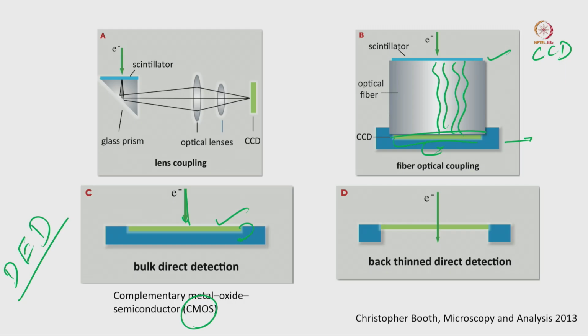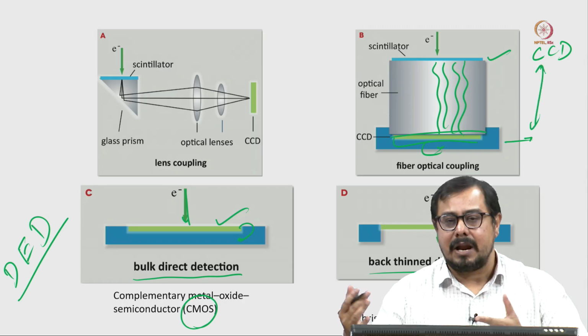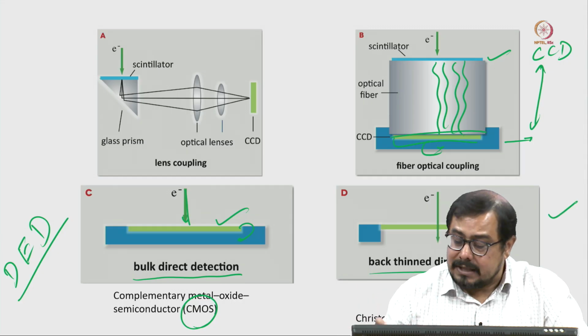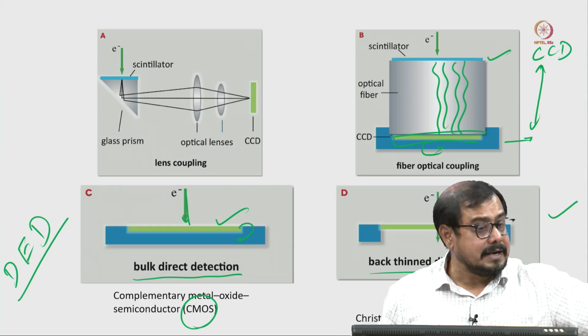Now we can split this into two halves: the bulk direct detection and the back thinned direct detection. That tells us the thickness of the sensor. If the sensor is smaller, it can recognize a good signal and transfer that signal easily to the readout, and we do not have to travel this distance. So, readout will be much faster, and it will also generate less noise. That is one of the good things when you are using the direct electron detector.